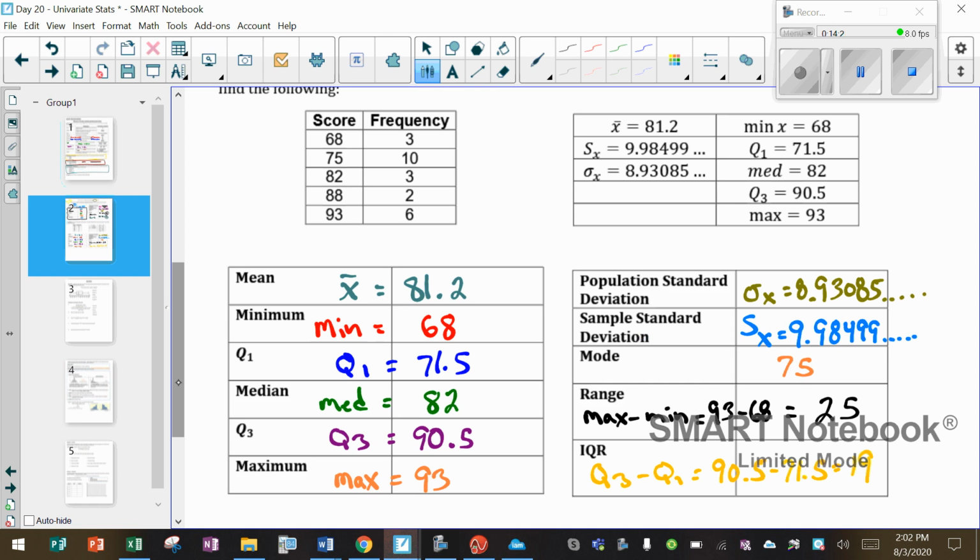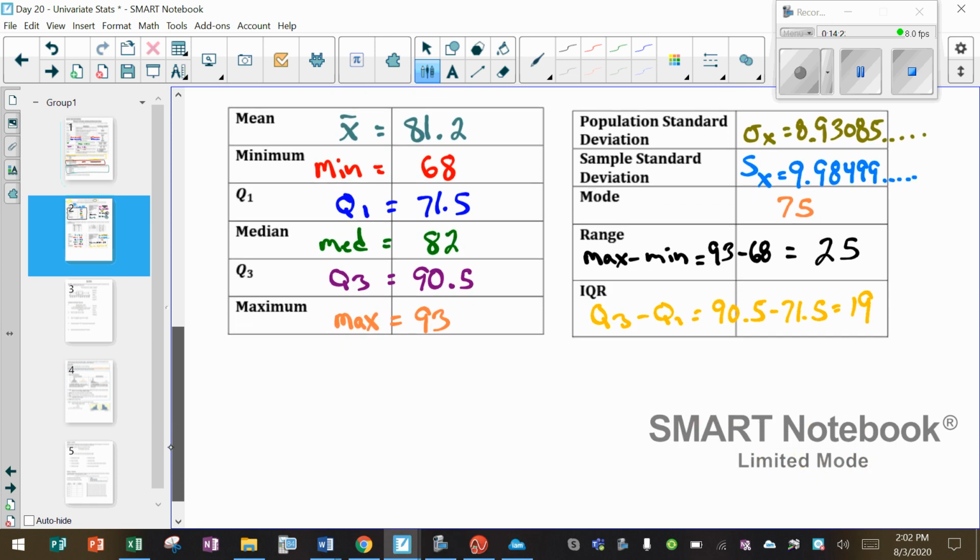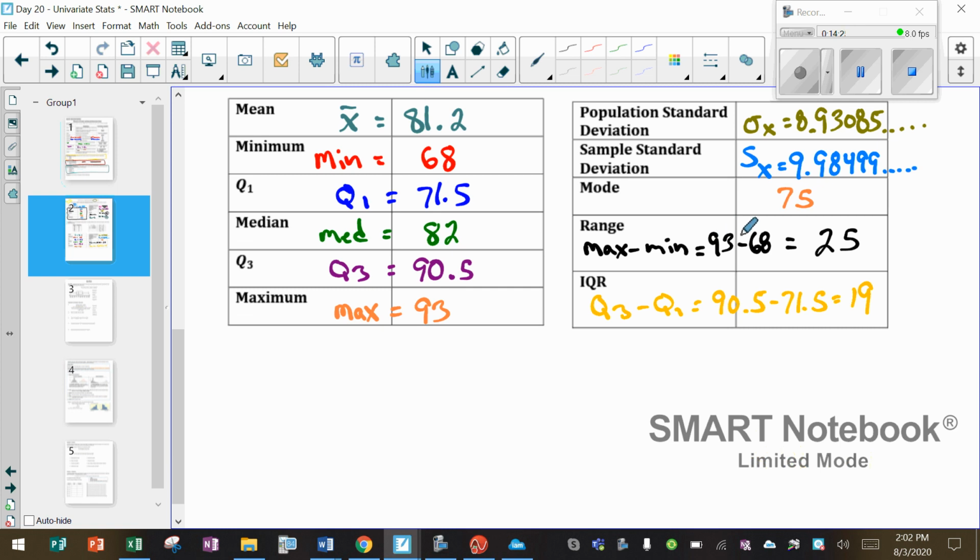Range is when you do the highest minus the lowest, max minus min. So 93 minus 68 is 25. And then the interquartile range, that's what IQR stands for, is Q3 minus Q1, so 90.5 minus 71.5 is 19.